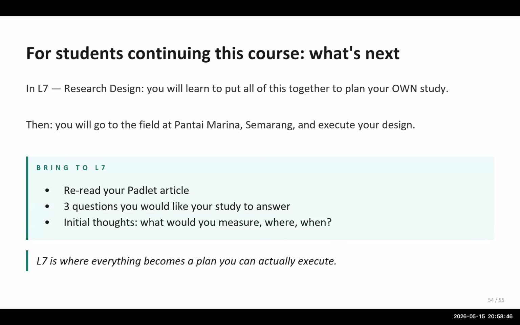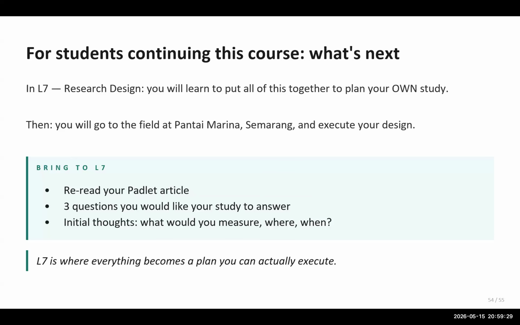So for the students continuing this course, what is next? In lecture 7, we will talk about the research design. You will learn to put all this together to make a plan for your own study. This is for one of the final activities that you need to do for the environmental pollution lecture, okay? Maybe you will go to the field in Semarang, and maybe you will need to execute your own design, okay? This is something we need to discuss more in detail with Professor Dita, but probably you will need to make a monitoring design with everything we were learning from the last lectures.